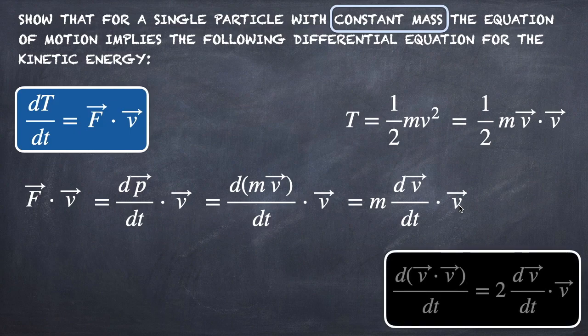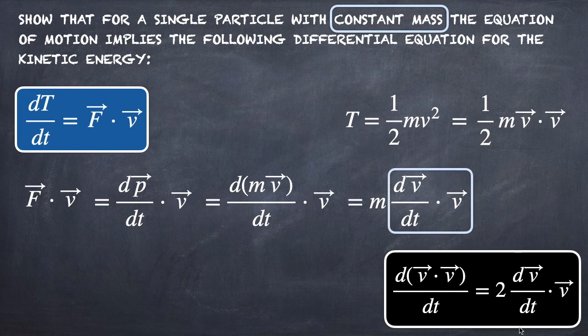And since we used this in the previous slide, the derivative of this product is 2 times the derivative of the velocity dot the velocity. So now we have this term here, which is the right-hand side of this equation, except for the 2. So this term is 1 over 2 the derivative of the product. Since we have the mass, this is going to be m over 2 and the derivative of v dot v.